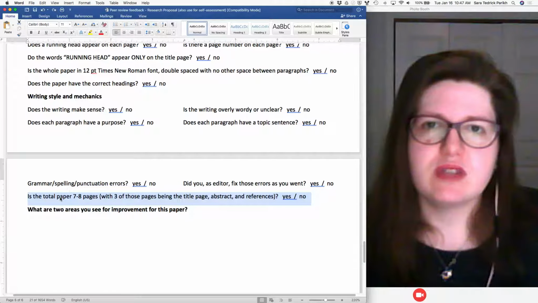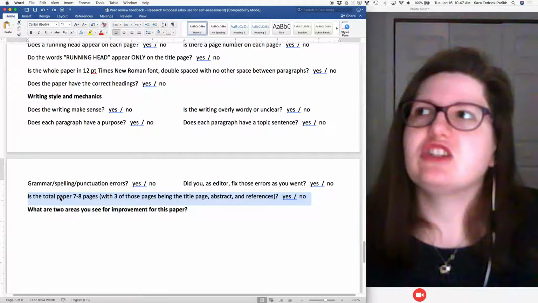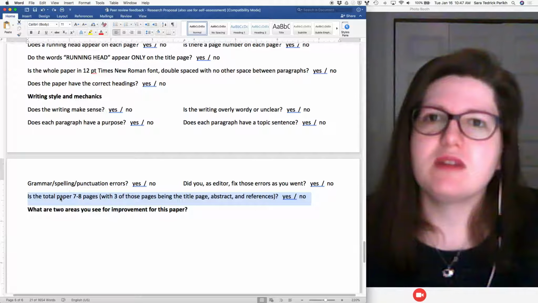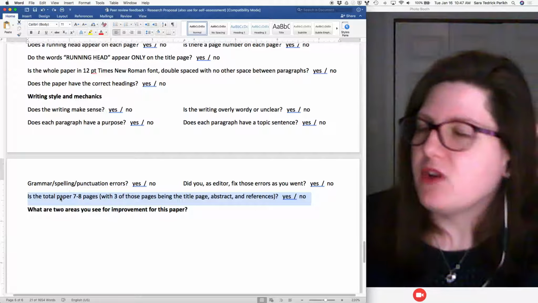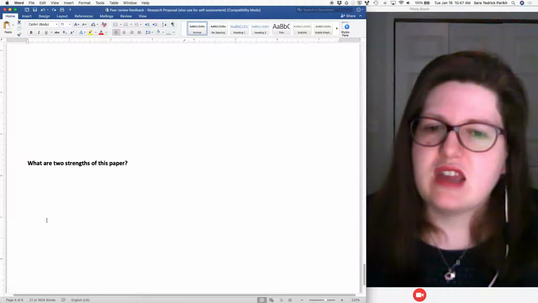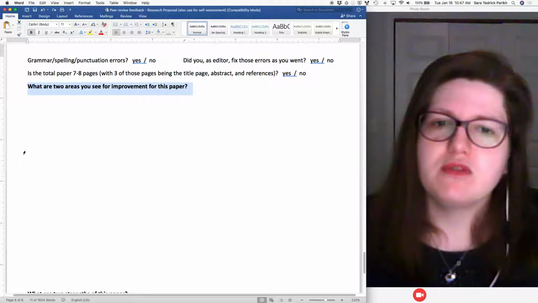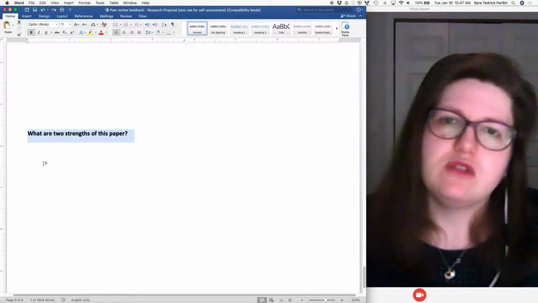I don't put a really strict limit because I don't want you to be focused on filling pages, because then I get a lot of fluff and students run out of room at the end. I want you to be focused on high quality information the whole way through. And then go ahead and do these last questions too. What are 2 areas you see for improvement for this paper? And what are 2 strengths of this paper?